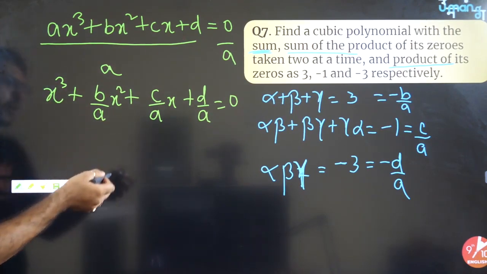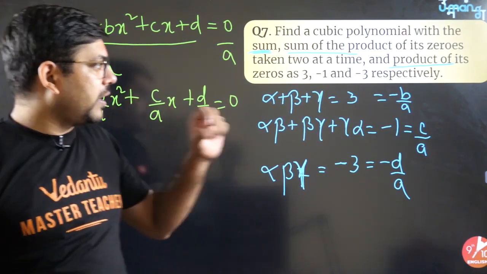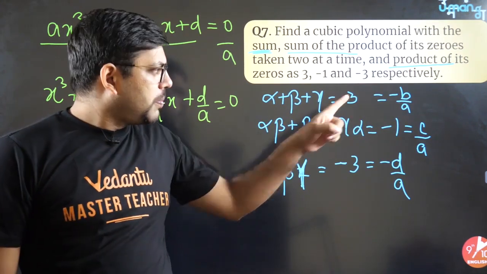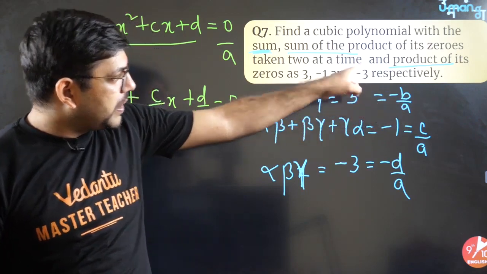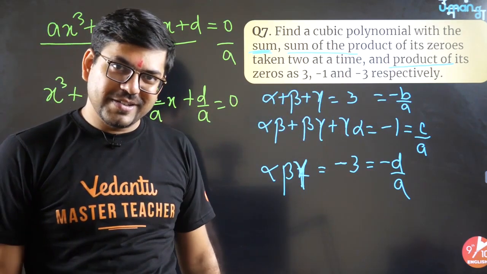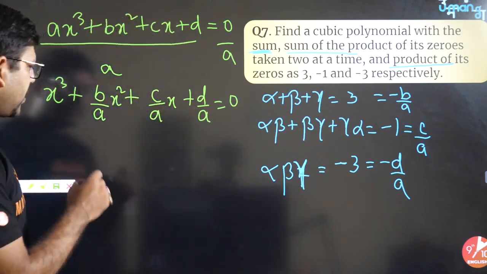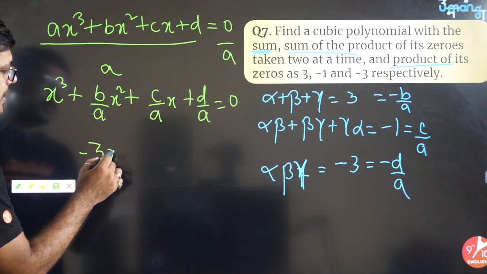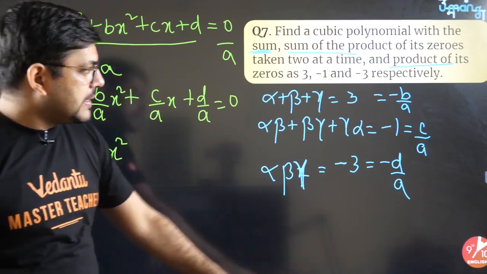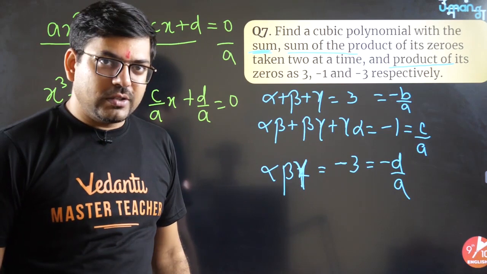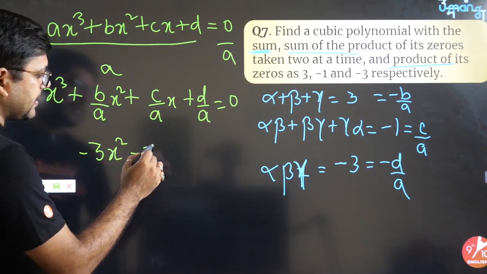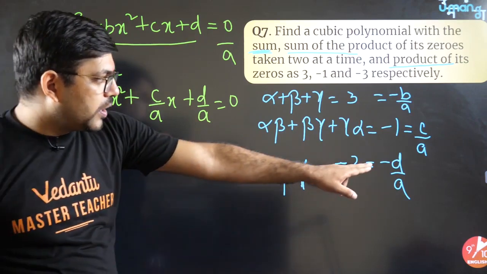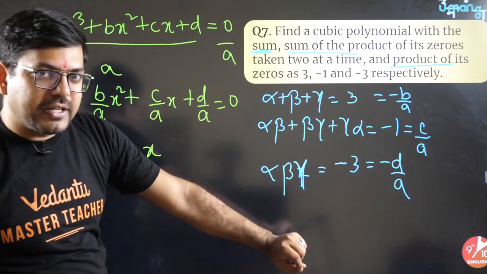Fine. So here you have got the value of b by a. Minus b by a is equals to 3. Don't you think that b by a will be equals to minus 3? So just put here minus 3 x square. Then c by a is equals to minus 1. It's already given. Minus 1 means minus x. And then d by a. So here minus d by a equals to minus 3.